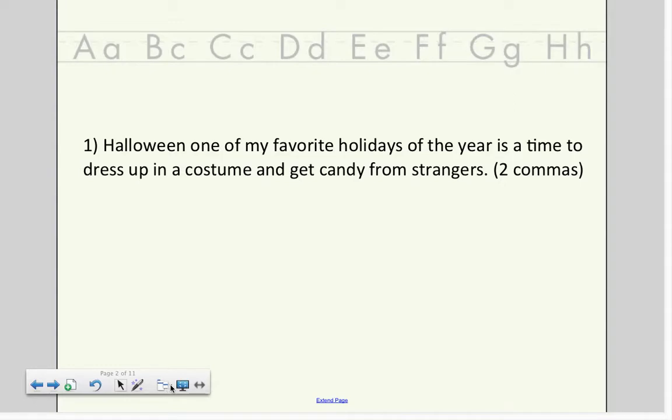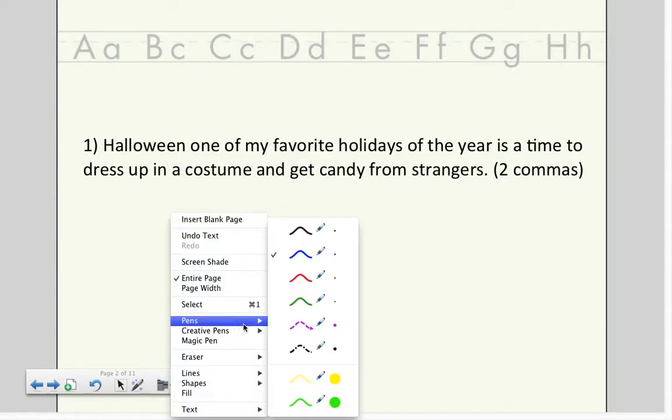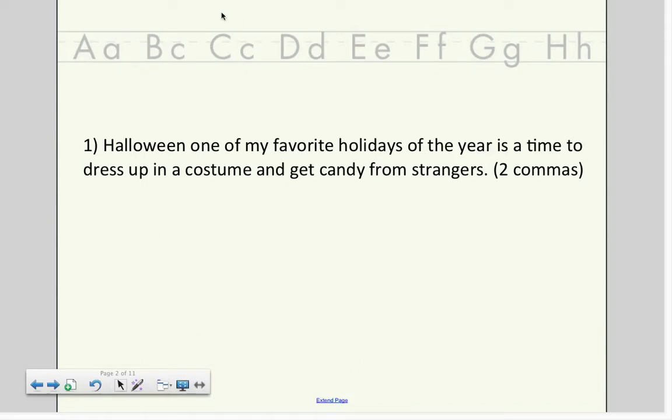In number 1, we have what's called an appositive. Let me get my pen ready. So we've got to figure out where the appositive is, the extra information, where we repeat the same thing. Halloween, one of my favorite holidays of the year, is the time to dress up in a costume and get candy from strangers. So our appositive is right here: one of my favorite holidays of the year, because we're just repeating what Halloween is. So we break it off with commas. Make sure that you have these 2 commas on your worksheet, and if not, please change your answers.